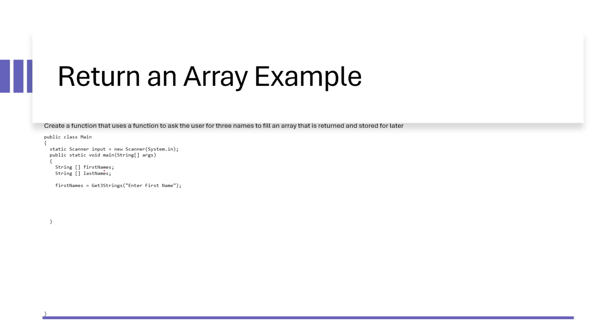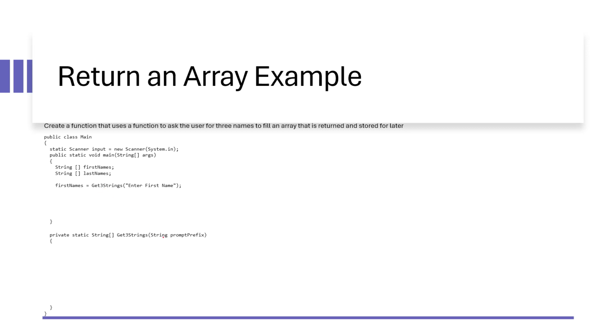And then the next line we're saying, well, let's assign some data to this. Instead of saying equals new string some other size, this time we're saying equals get3Strings, enter first name. What the heck is that? Well, get3Strings is a method that I created for you. And what does it do? Well, it's going to ask the user for 3 names, and then it's going to return it.